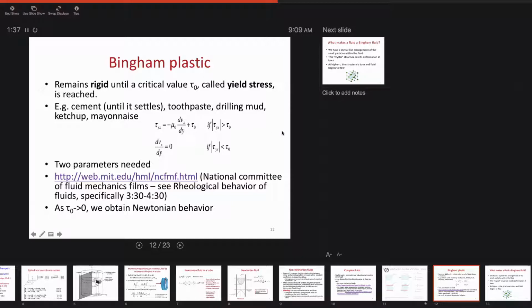So what happens with this and the way we model it, okay, we simply get our Newtonian fluid description and we shift it by this critical value tau 0. Okay? So if my tau yx, whatever shear stress is acting on the fluid, is larger in absolute value than this tau 0, then this is the relationship between my shear stress and velocity.